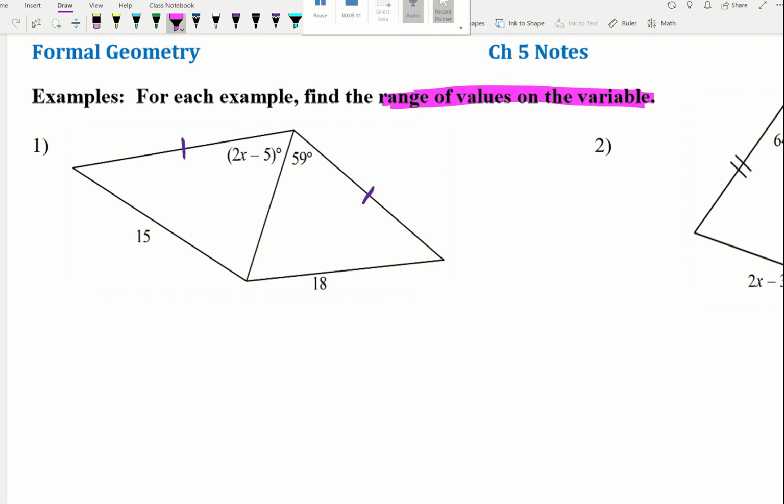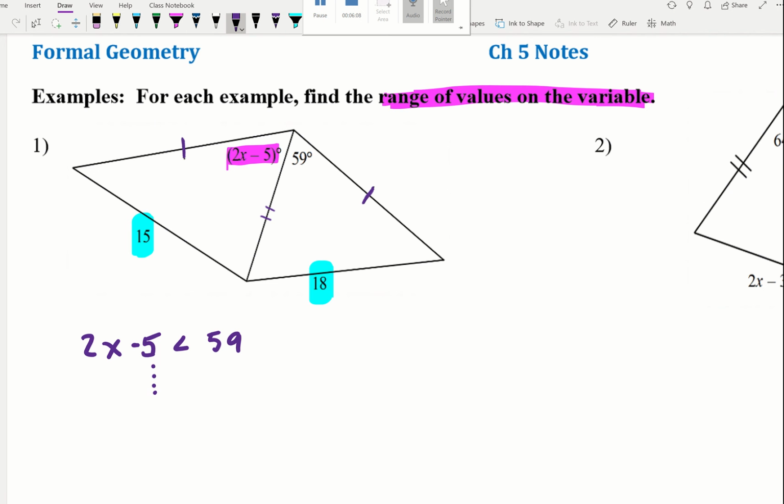I can't set 2x minus 5 equal to 59. That's very tempting, but I can't do that because these are not the same third sides. These are not congruent triangles. I do know that that side is congruent to itself because of the reflexive property. So now I can see that I have a Hinge Theorem situation. I can assume that this angle is less than 59 degrees, because this side length is less than that second side length: 15 is less than 18. So I can assume that 2x minus 5 is less than 59. That's all I can assume.